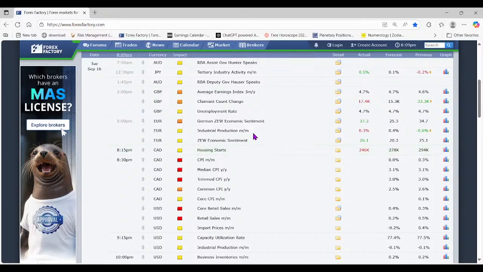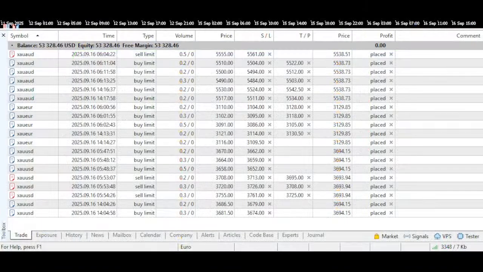Then we are going to get Canadian CPI month on month. As far as our trade opening positions are concerned, we don't have any open position now. So looking at this, we have a couple of trades which we have keyed in.